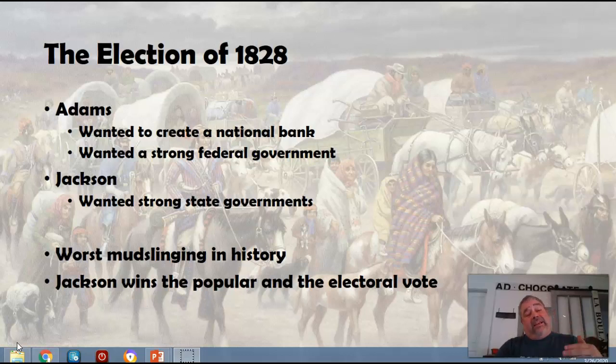Now, the mudslinging isn't just Adams saying things against Jackson. One of my favorite pieces of political memorabilia, which I would love to own a copy of, is a banner that Andrew Jackson's supporters were hanging up in small little towns, accusing John Quincy Adams of being a Homo sapien. That's right, and we have proof that John Quincy Adams was a Homo sapien.